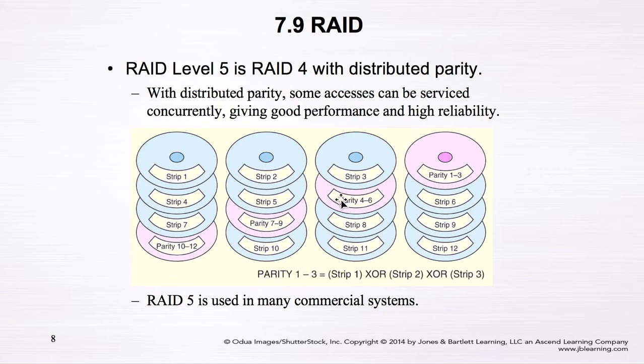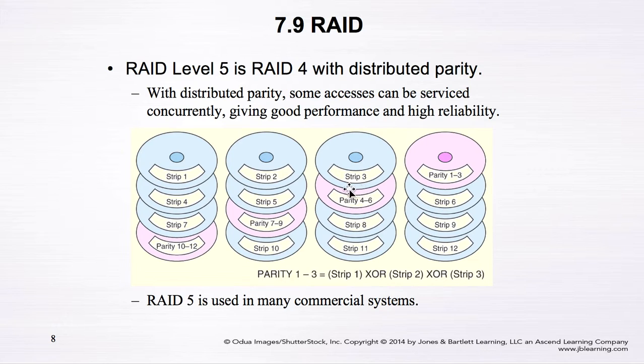As you can see here, we have 4 disks, and the information is divided into multiple stripes. Stripe 1 is one piece of information, stripe 2 stores one piece of information, stripe 3. And then in the last disk, instead of storing information, we store the parity of the first 3 disks. So it is stripe 1 XOR stripe 2 XOR stripe 3, and we get the parity for stripes 1 through 3. Now, for the next row, we do it the same way as with RAID level 4.